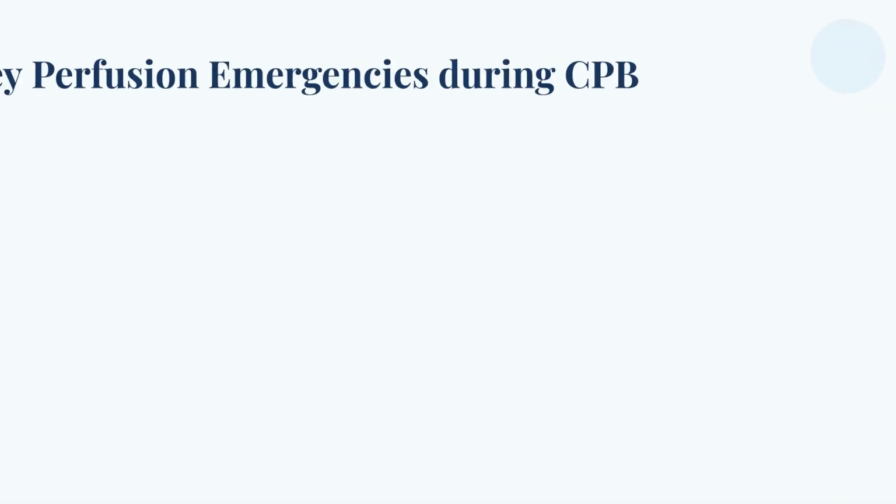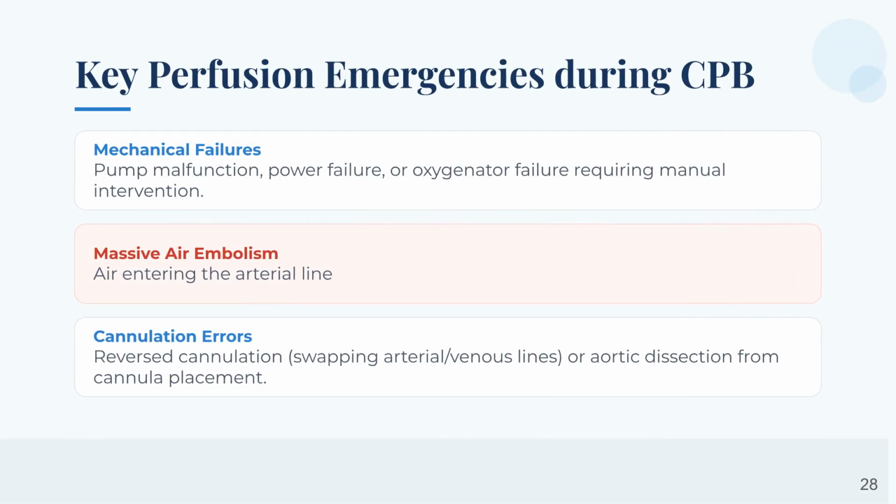Despite all precautions, perfusion emergencies can occur. These include mechanical pump failures, massive air embolism, or procedural errors like reverse cannulation. Rapid identification and response are crucial for patient survival.